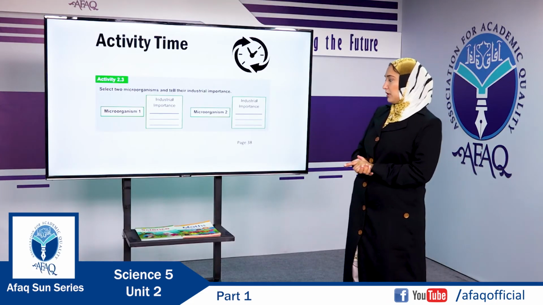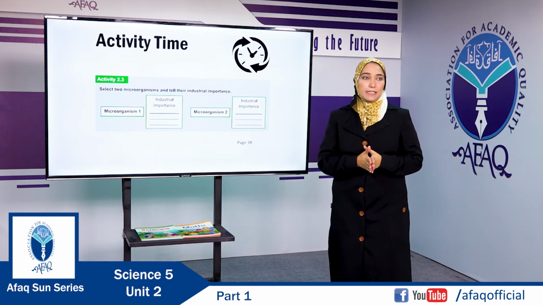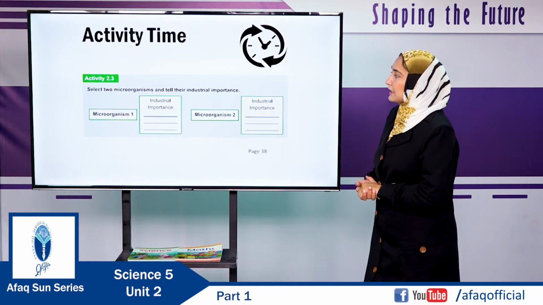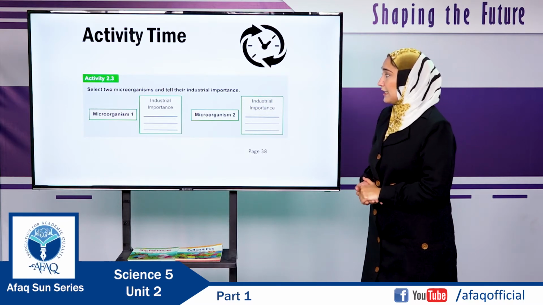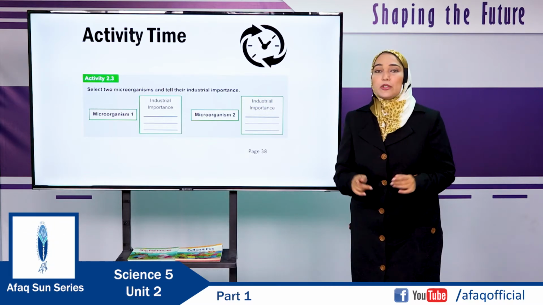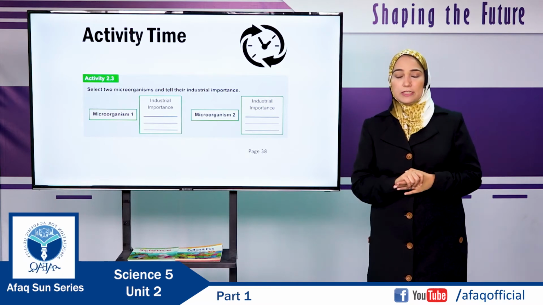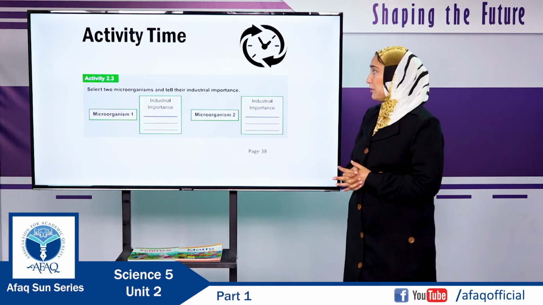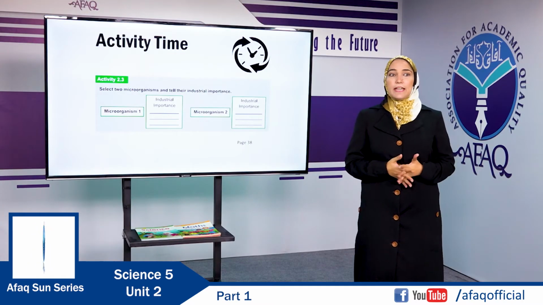It's activity time now. You have to open the textbook page number 38. An activity is given over there. Select 2 microorganisms and tell their industrial importance. You have to select 2 microorganisms of your own choice and then write their industrial importance. Solve this activity and come back.